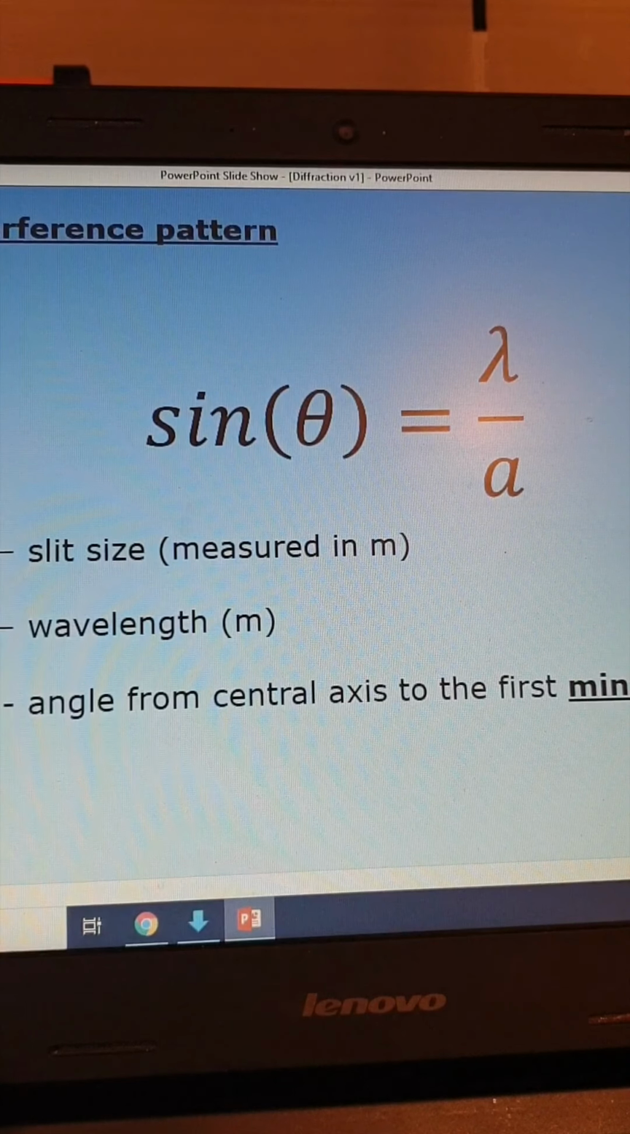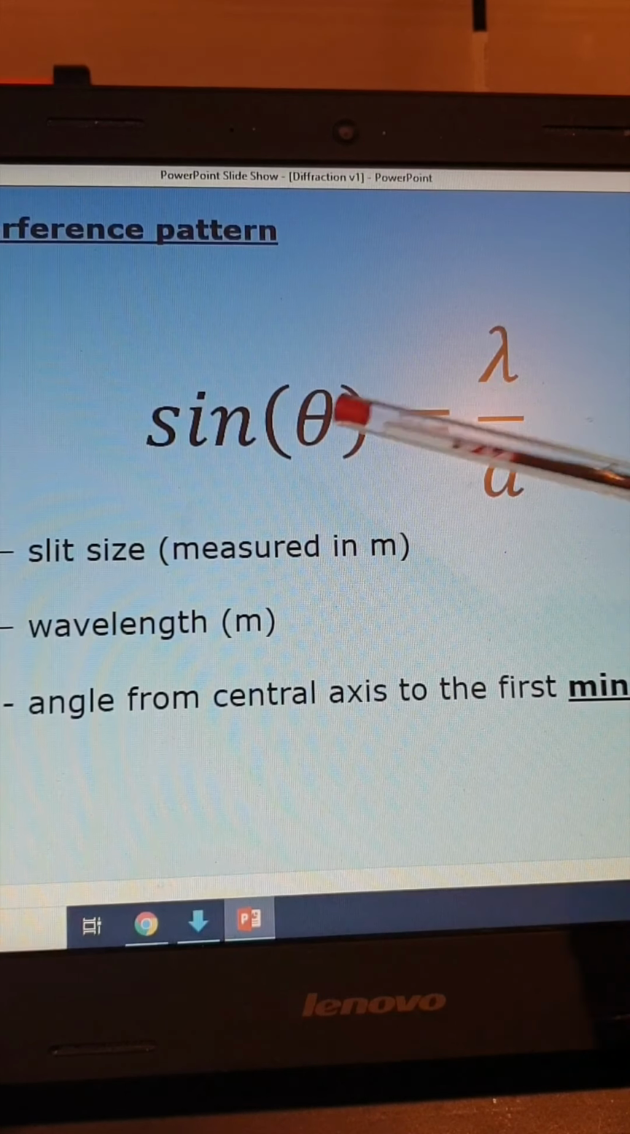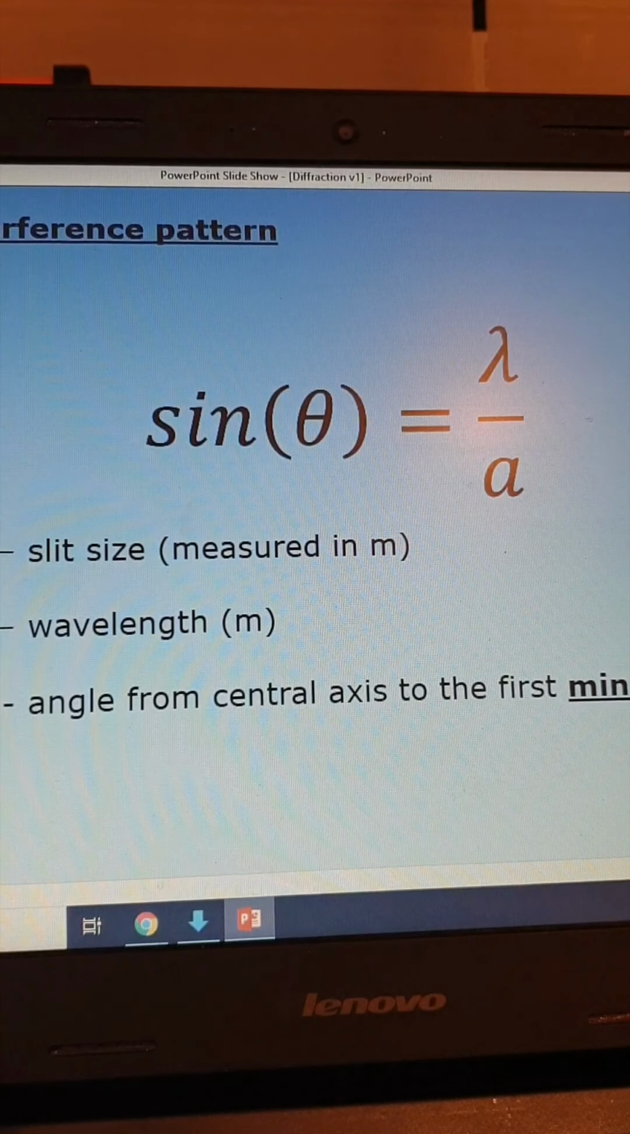So the sine of that angle is equal to the wavelength divided by the slit size. So we're saying that if we have a larger wavelength or we have a smaller slit, then we're going to get a larger value for the sine. And obviously you can also see that if the wavelength equals the slit size, then the sine of the angle is 1. In other words, the angle would be 90 degrees, which would give us the maximum amount of diffraction we can have.